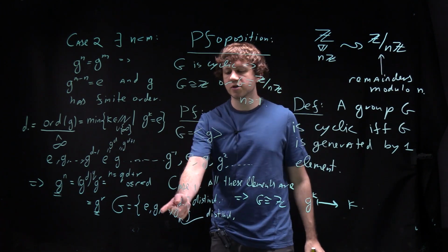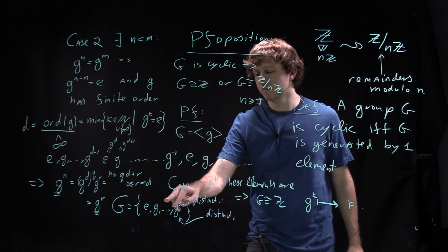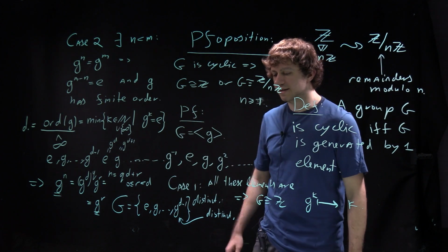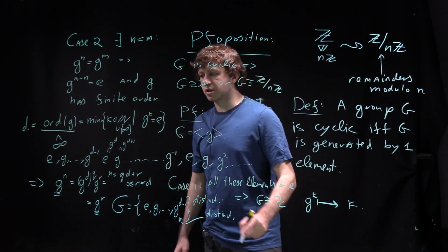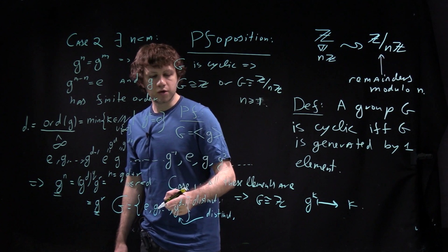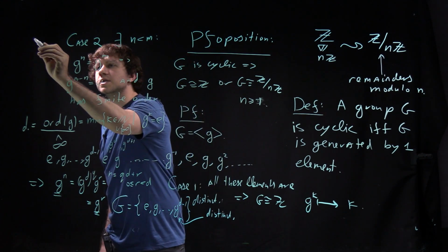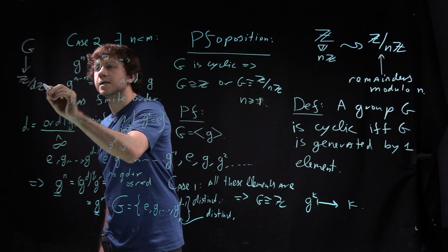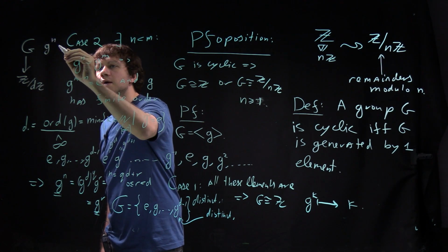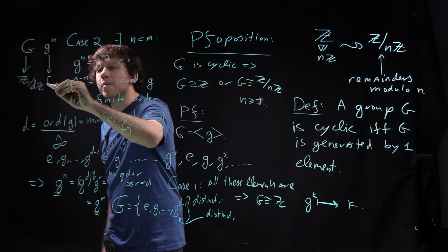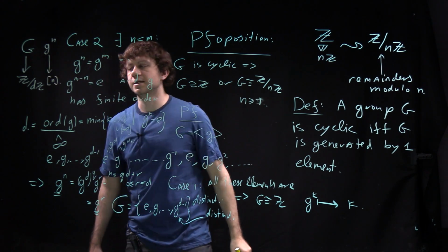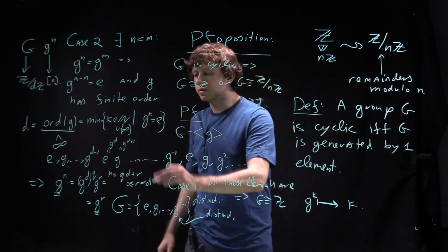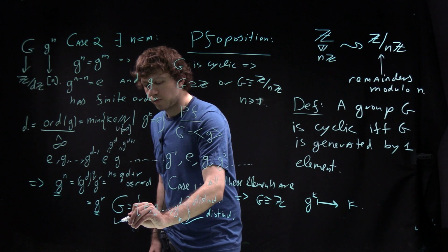Why are they distinct? Because imagine they are equal, and you can divide one by another, and you get that an even smaller power than d is the identity. And then, of course, you just construct the isomorphism from G to Z over dZ, sending g power n to the remainder class of n. That's the corresponding isomorphism. We have already discussed it a little bit, so this is just a little reminder.